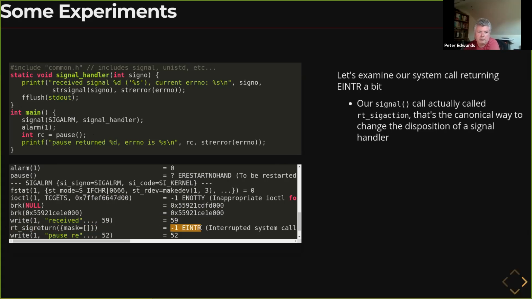And you can see rt_sigreturn is actually what returns this -1 EINTR. If you look at pause, which is the system call that looks like it's returning -1, that's actually got this error code returned. So the man page says pause returns -1 and sets errno to EINTR. It didn't. It was actually this system call that did that. All right. Any questions so far?